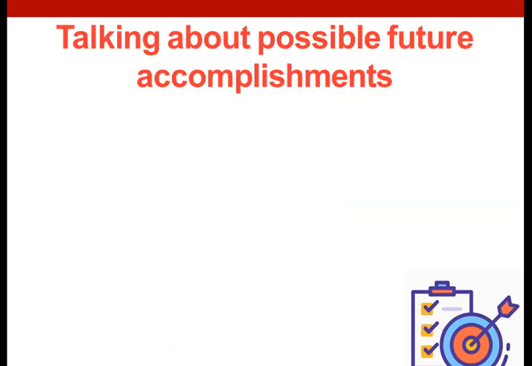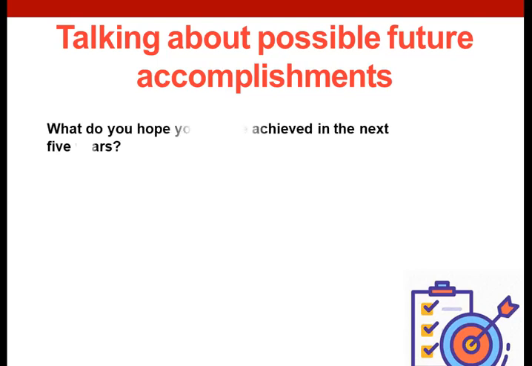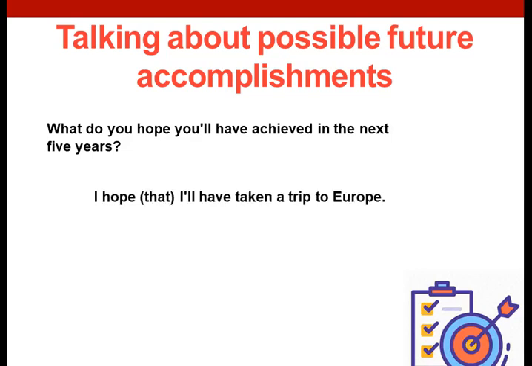But what about possible future accomplishments? So, to talk about the future, surely we use future tenses. But because we also talk about accomplishment, it should show some result, a result in the future. So, what do you hope you will have achieved in the next 5 years? I hope that I'll have taken a trip to Europe. Here, I use future perfect. Because this is about my accomplishment, I have to use perfect to show my result, the result that I want to get.